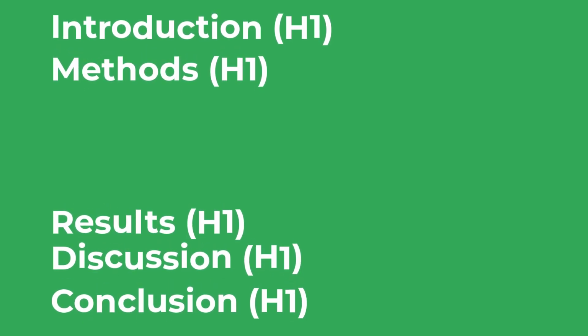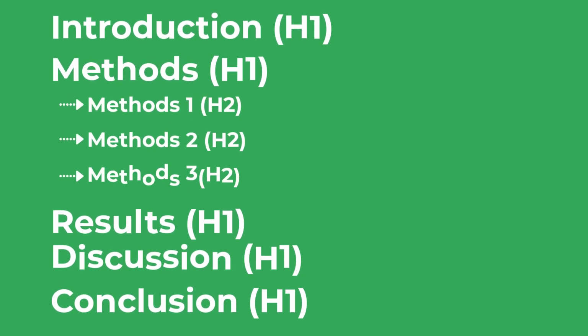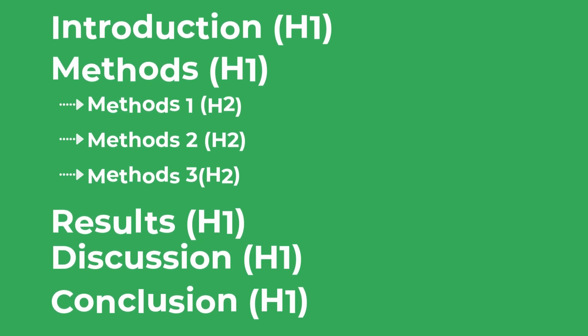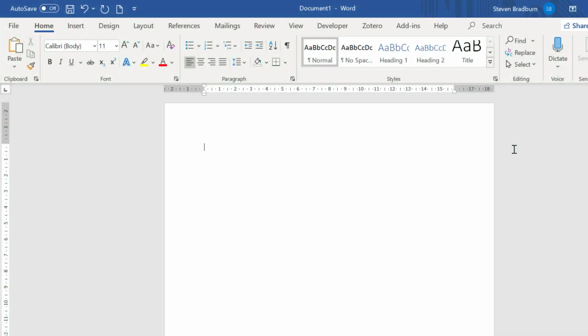So for example, if I was writing a thesis, my first level headings could be my introduction, and I also could have first headings for methods, results, discussion, and conclusion. Now, any subheadings under these sections will be classed as heading 2s. So I could have separate subsections in my methods for each of my methods used. For example, method 1, 2, and 3. So that's a brief overview on the heading levels. Let me now jump back into Word to show you how we can enter these levels, which will then let me create a table of contents.